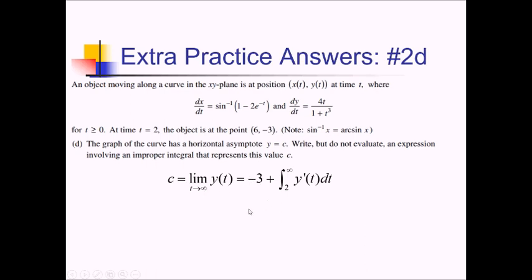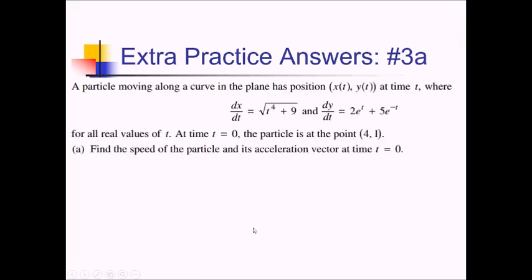For this calculator-based free response, we have a particle moving along a curve in the xy plane given by x of t comma y of t. They didn't tell us what those actually were, but they did give us the derivatives of both of them right here. So basically this is x prime and this is y prime here. That's how I'm going to refer to them for large parts of this problem. And we're also told at time 0, the particle is at the point 4 comma 1.